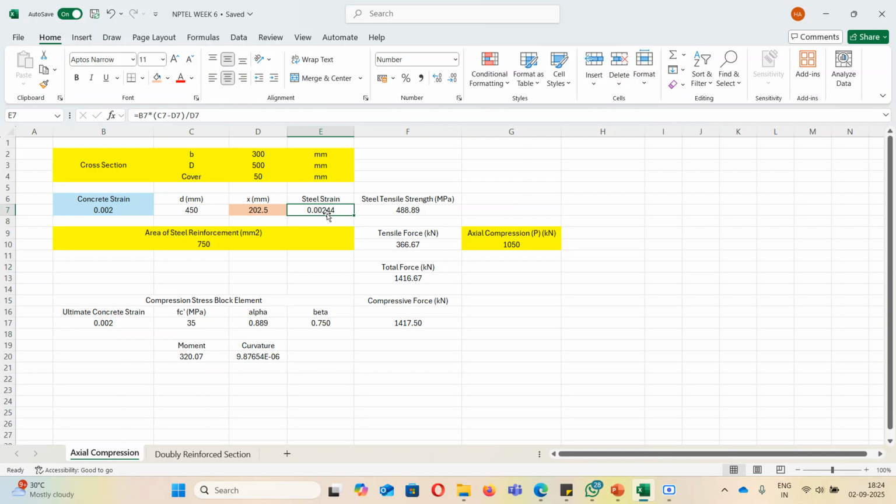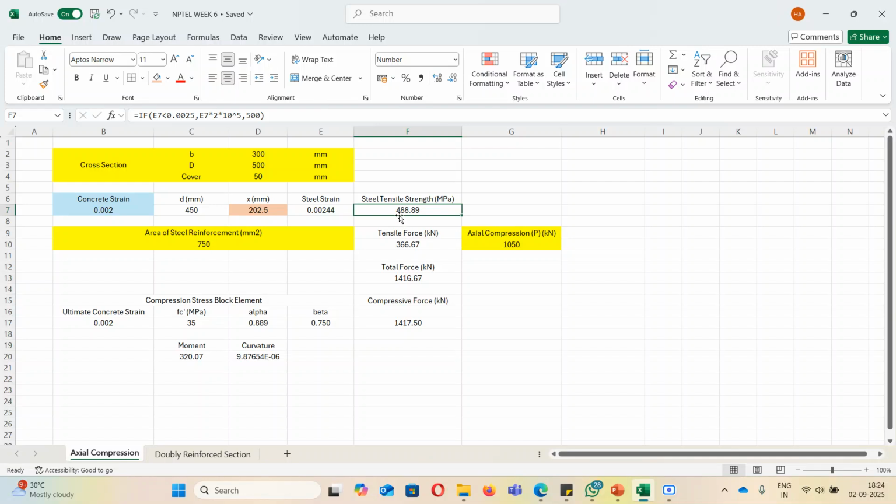If the strain in steel is lower than 0.0025, you can see there is an if-else condition. If the strain in steel is less than 0.0025, then I will use the modulus of elasticity times the strain in steel to calculate the tensile stress. Else it will be 500, or whatever grade of steel we are using.